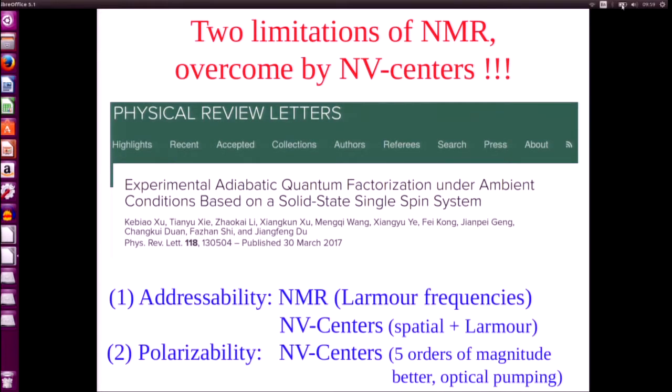This is a paper by Zhaokai Li, who was the third author, published in March 2017, where they used NV centers to do adiabatic quantum factorization. Again, the two limitations of NMR-based quantum computing are addressability and polarizability. In NMR, you can only address qubits with the Larmor frequencies. With NV centers, you have that, but you can also address qubits spatially. Likewise, with NMR, you have polarizability of 10 to the minus 5. With optical pumping, with NV centers, that can be improved by 5 orders of magnitude.